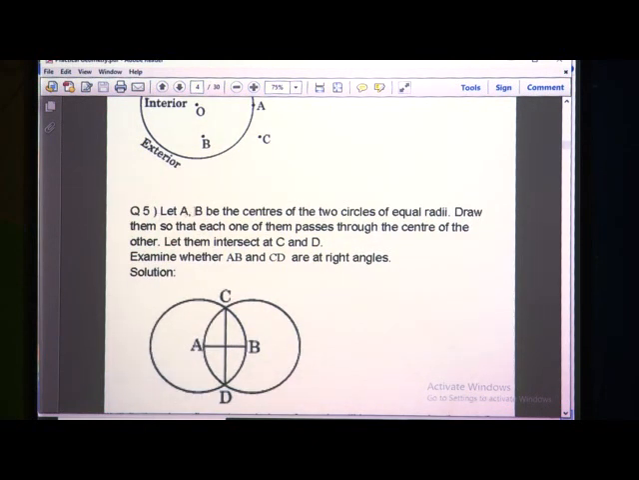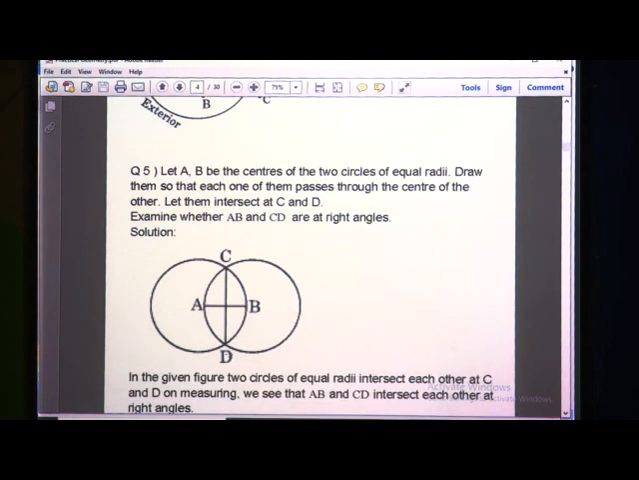Let A, B be the centers of two circles of equal radii. Draw them so that each one of them passes through the center of the other. Let them intersect at C and D. Examine whether AB and CD are at right angles. So, we have to construct circles of equal radii and join AB. Let us see it stepwise.